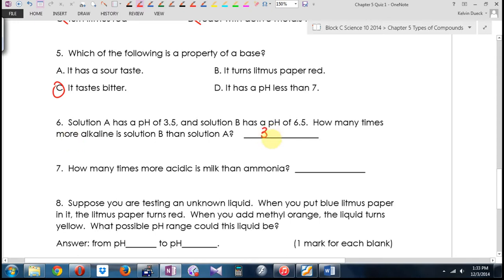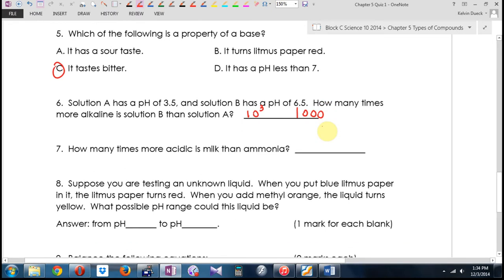3. It's not right. What is it? You can either go 10 to the 3 or a 1 with 3 zeros. It's 1,000 times more alkaline. Or if I ask the question in the reverse order, if I said how many times more acid is the 3.5 than the 6.5, it's 1,000 times more acid because acid is in the smaller direction. But it's still a difference of 3.